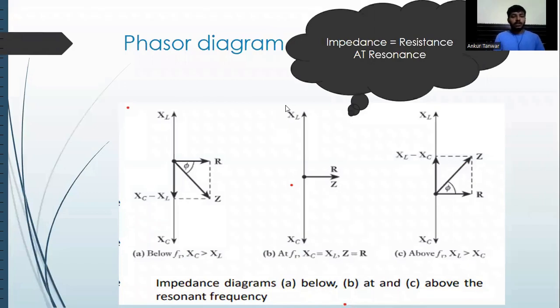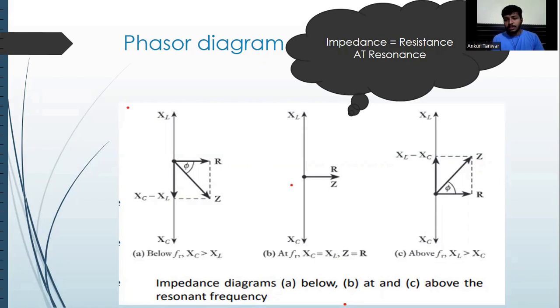Here I am showing the phasor diagram. In the first case A, the inductive reactance is smaller than the capacitive reactance, which is for below the resonance frequency. Then we obtain Z at an angle phi, which is lagging. In the second case B, at resonance frequency, the inductive reactance is equal to the capacitive reactance. In this case the impedance becomes equal to the resistance and they are in the same phase.